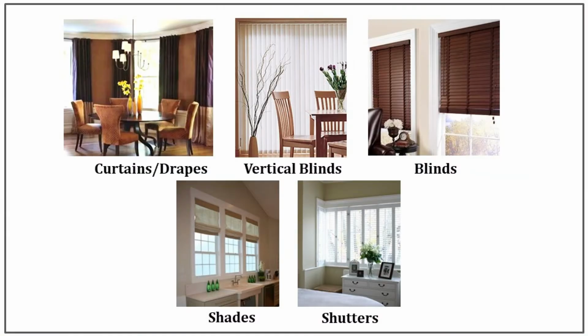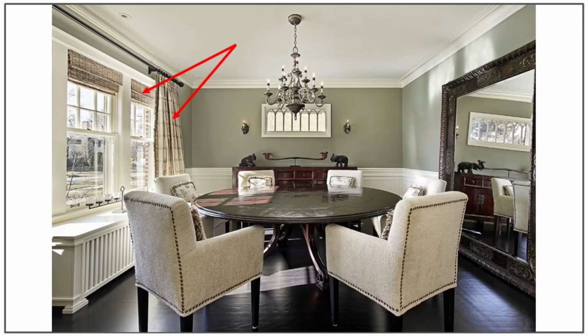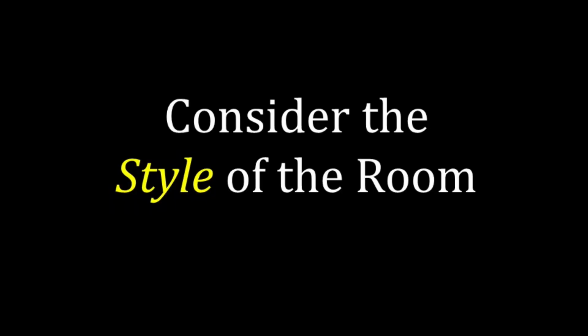Most common types of window coverings include curtains or drapes, blinds, vertical blinds, shades, and shutters. So with all these choices, what type of window covering should you choose? I personally like having a combination of shades and drapes in a room like this. To further help you narrow down your choices, also consider what style you have chosen for your room or home.